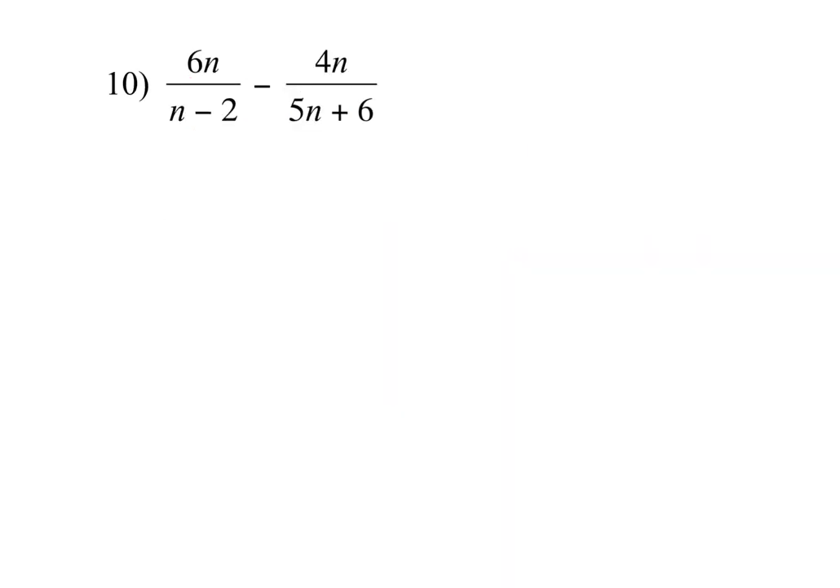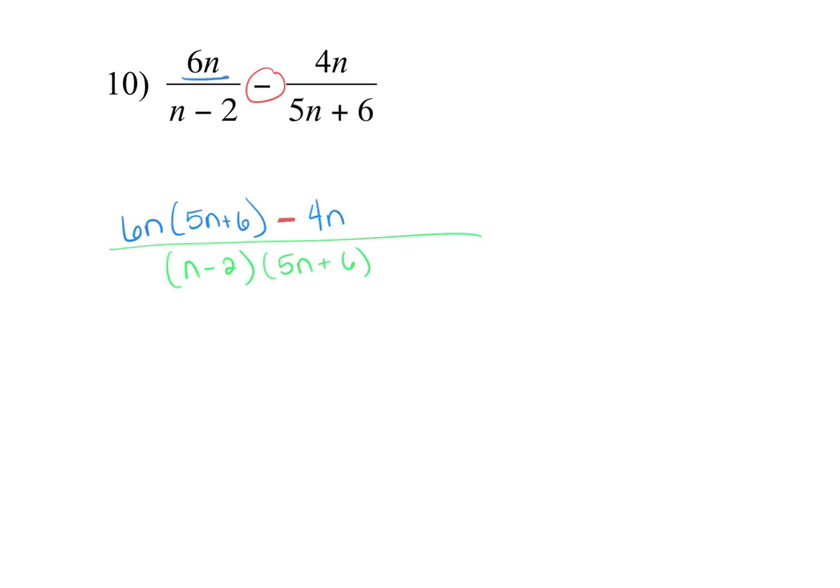So when I look at this, neither one of those are factorable. So my least common denominator is just going to be that n minus 2 and 5n plus 6. I'm going to do the same exact process with subtraction. I'm going to take that 6n and I'm going to say, well, the 6n already has the n minus 2. It just needs the 5n plus 6. And then you're going to make sure you put subtraction here. You have the 4n, which already has the 5n plus 6, but it needs the n minus 2.